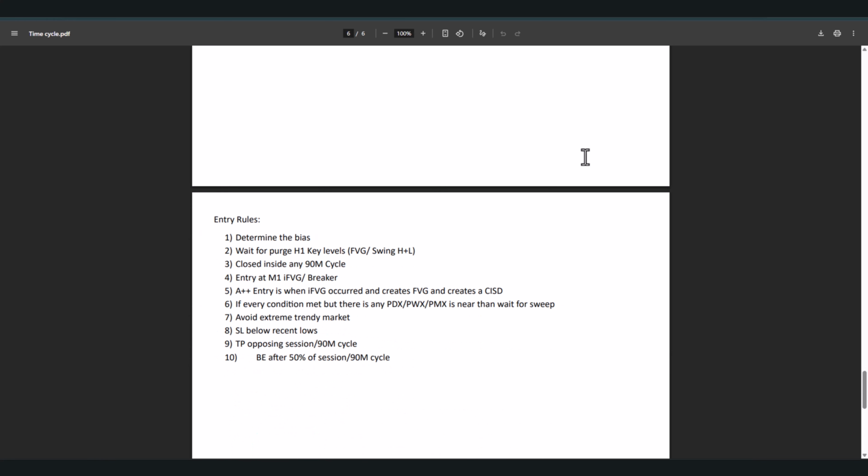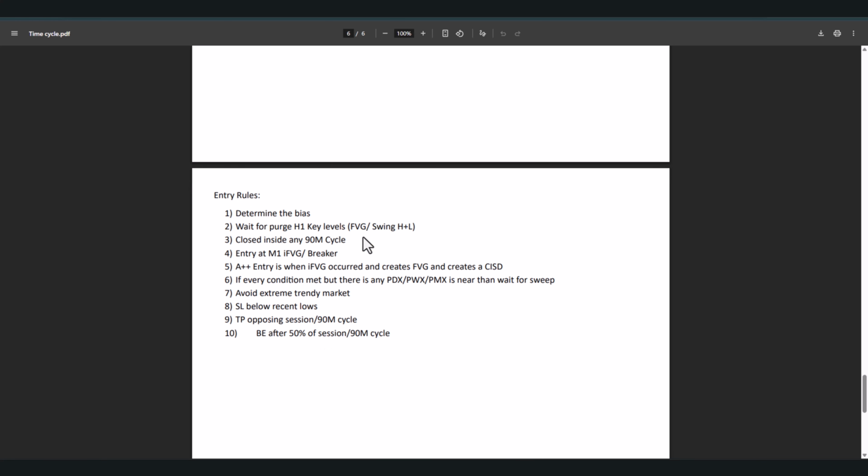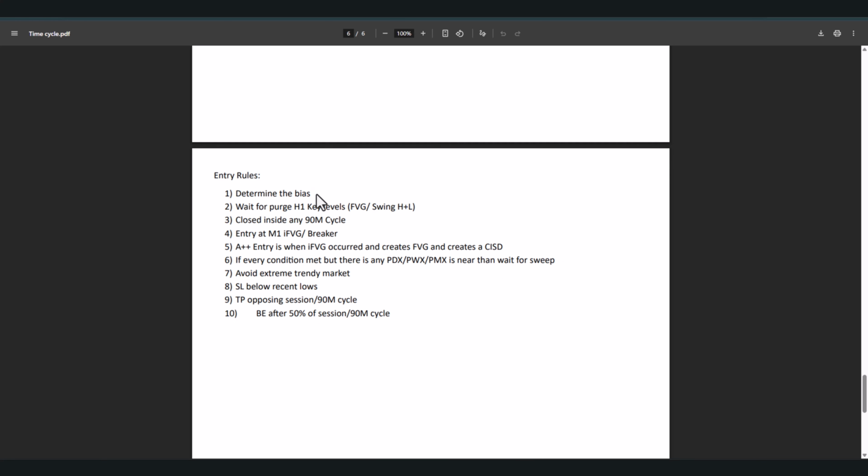Now let's go to the entry pattern. Our entry rules basically. First one, you have to determine the session bias. Step 2, wait for a purge to H1 key levels. There are 2 key levels only, if you want to increase your win rate, which are only FVG and swing high or low.